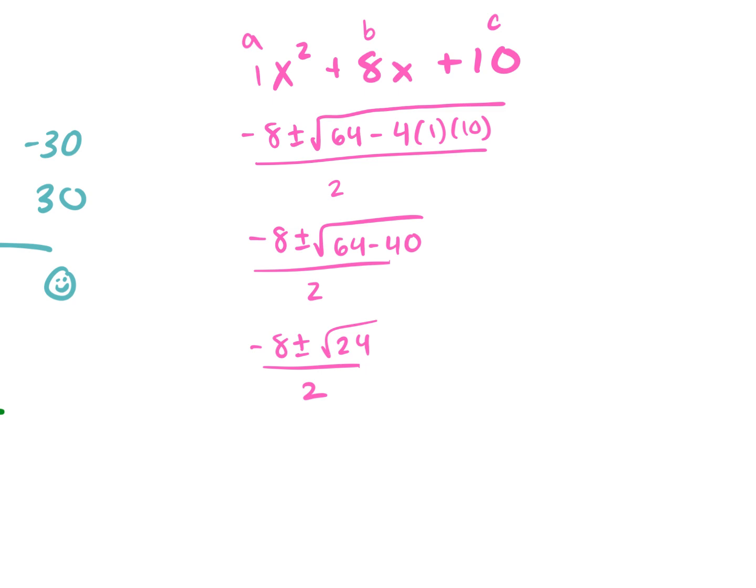Can we simplify the square root of 24? What are 2 factors of 24? 4 and 6. 2 factors of 4 would be 2 and 2, and 2 factors of 6 are 2 and 3. Circle any pairs we have. So this would be negative 8 plus or minus 2 square root 6 over 2.